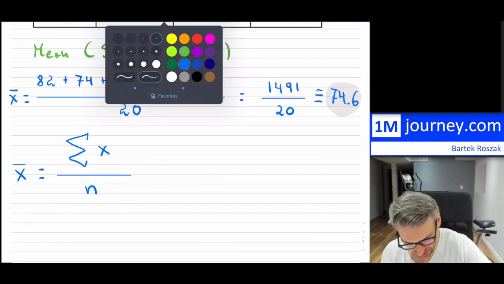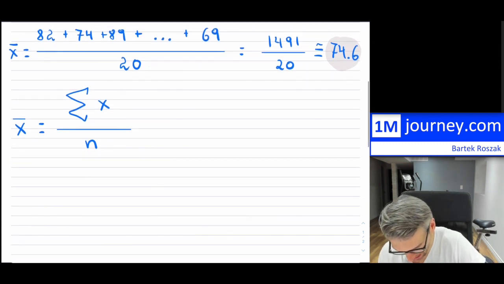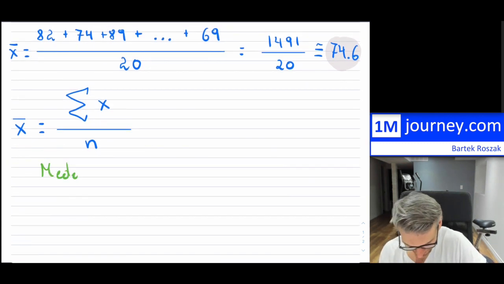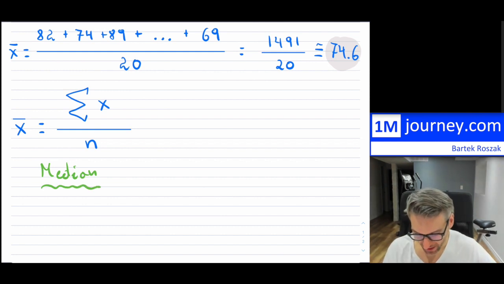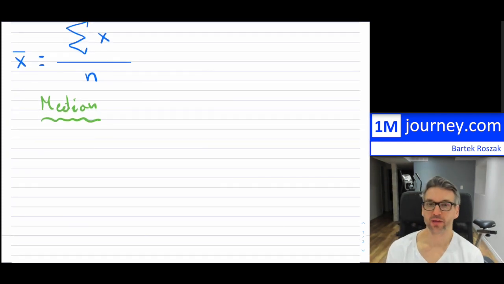So now, how does the mean differ from the median? So that is our second central tendency that we have. So this is a median. And how does this differ? Well, with the median, what we are looking for is we're trying to find what number is basically in the middle of all of your data points.